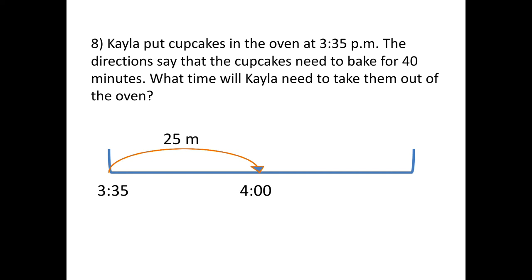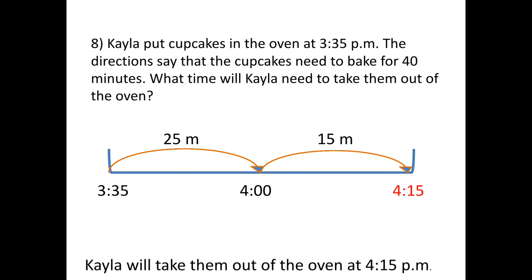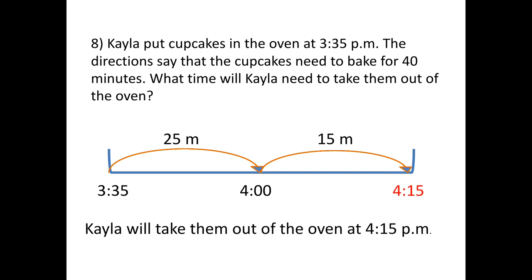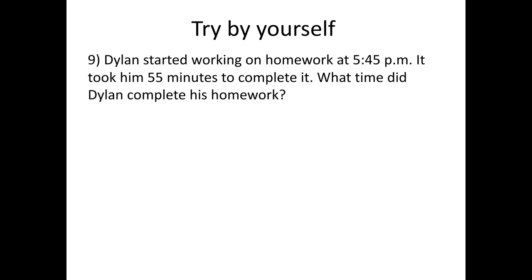You can make 40 minus 25. It will give you 15. So now from 4 o'clock, I will add 15 minutes. It will give me 4:15. So Kyla will take them out of the oven at 4:15 p.m. Try by yourself. Pause your video till you get the answer.